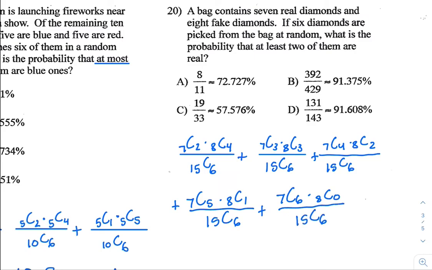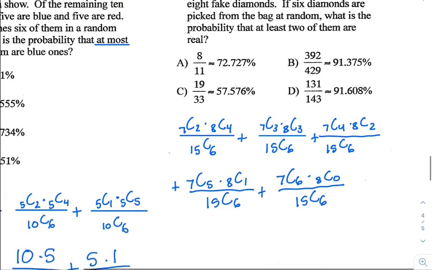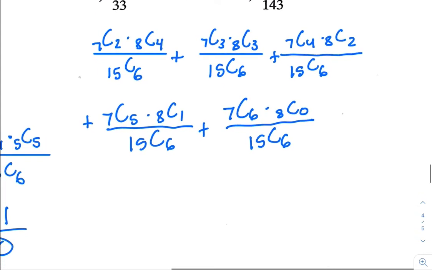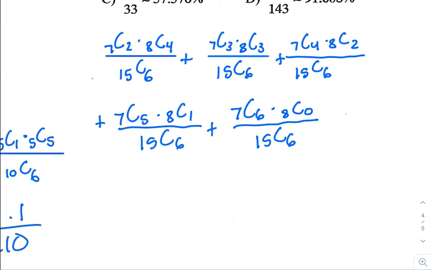You cannot go past this because they picked 6 diamonds out. If you picked out 6 real ones, you can't pick 7 diamonds if they told you guys to pick only 6, right? So here's this lovely creation. And now you've got to crunch numbers and put this into your calculator. This is why this is the last problem.